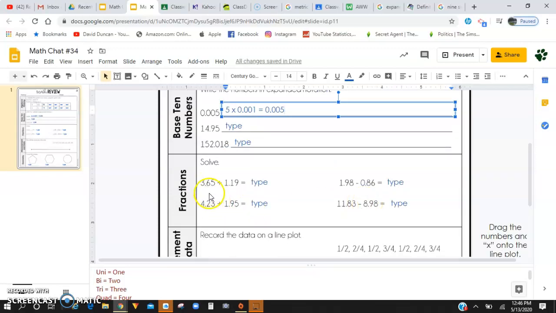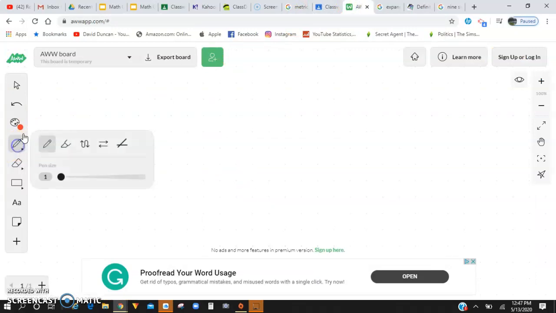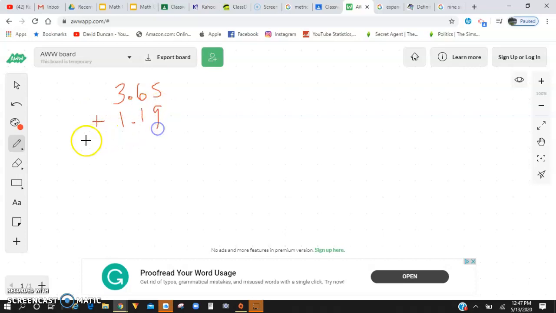Fractions, we have some adding and subtracting of decimals. Okay, I will do an addition problem for you guys. I'll do the first one with you. So I have 3.65 plus 1.19. So I'm going to do 3.65 or 3 and 65 hundredths plus 1 and 19 hundredths.